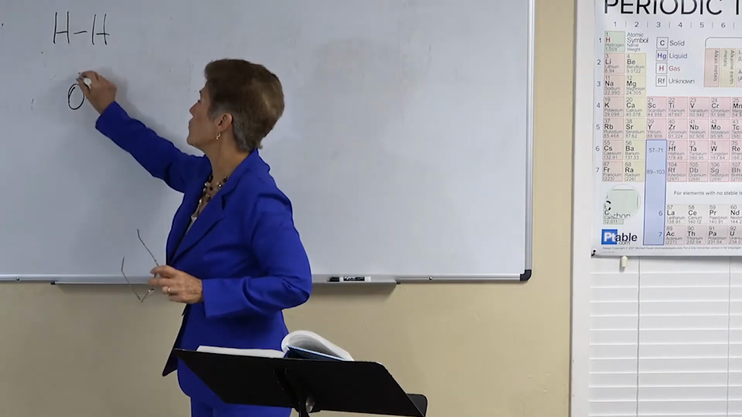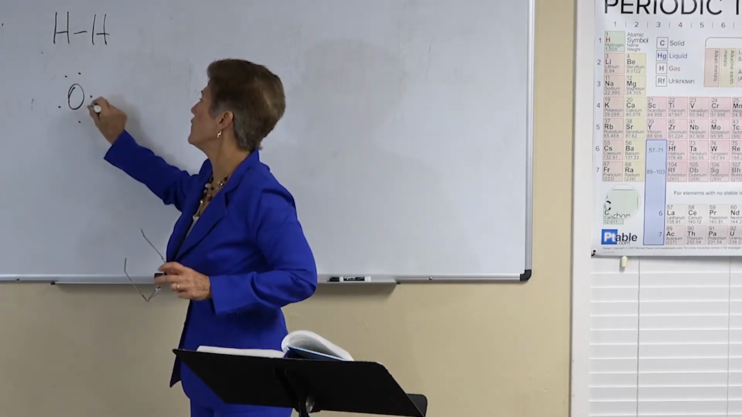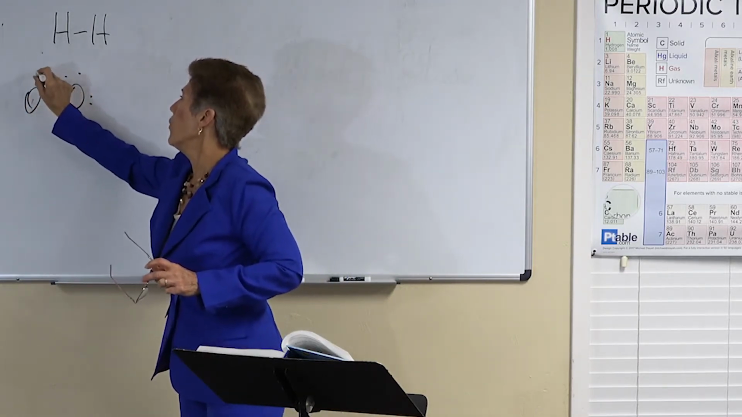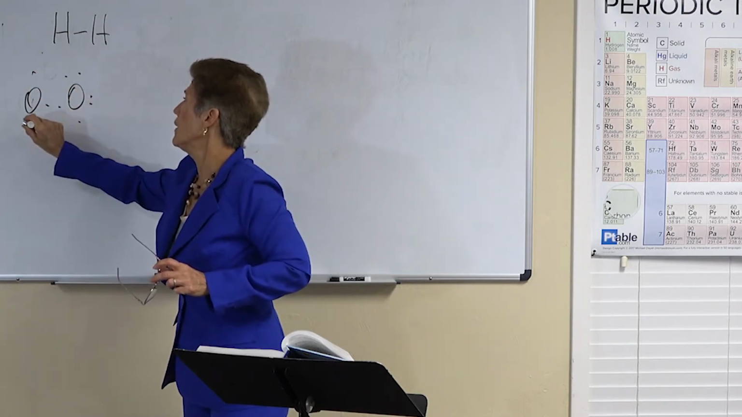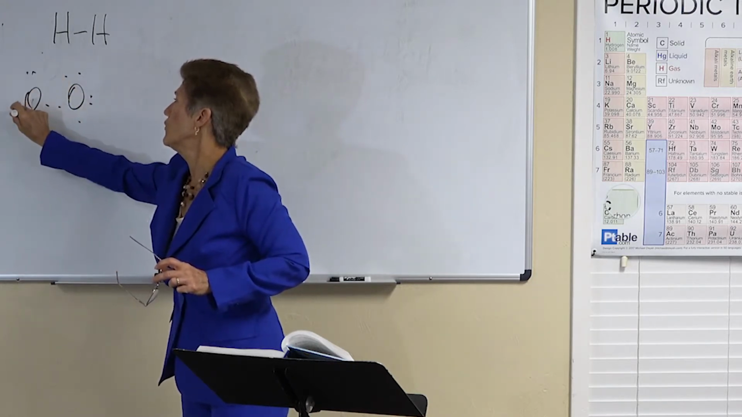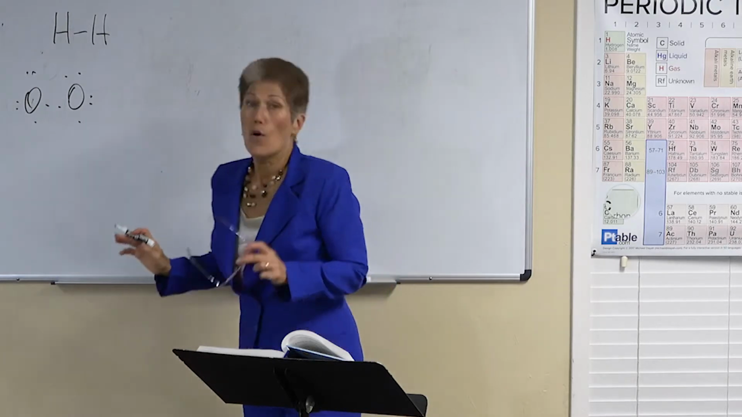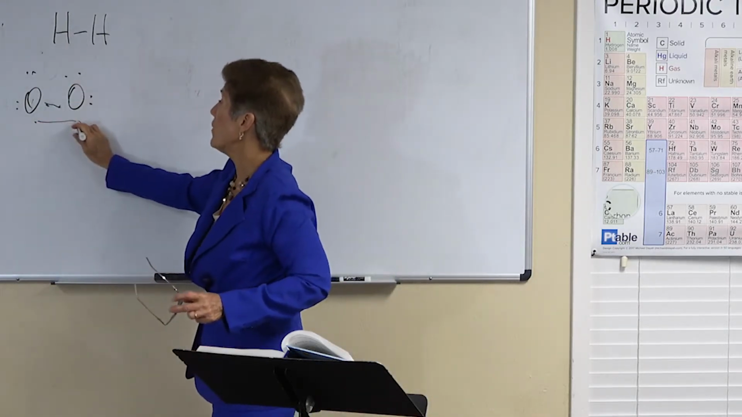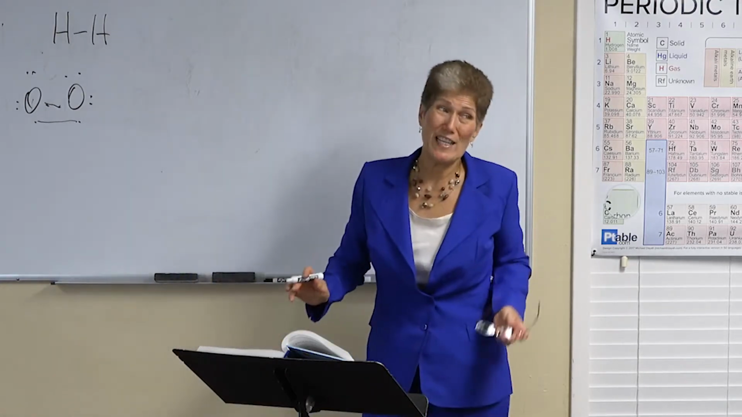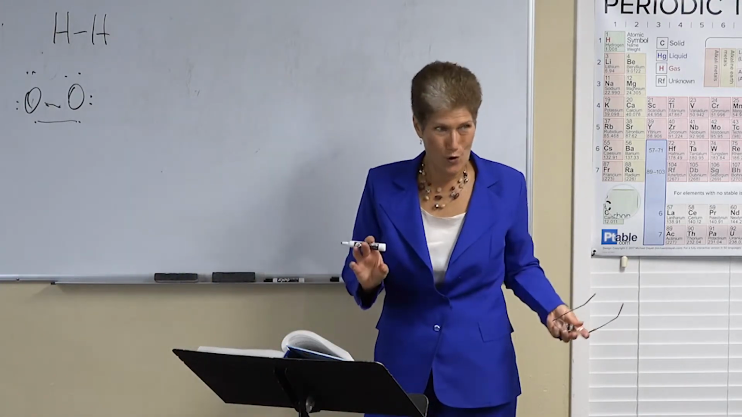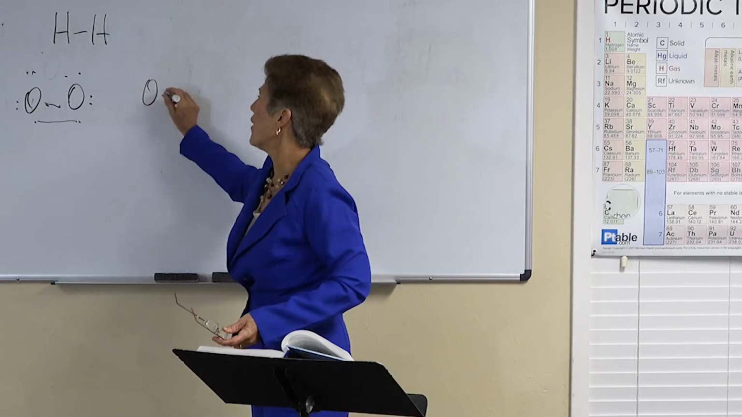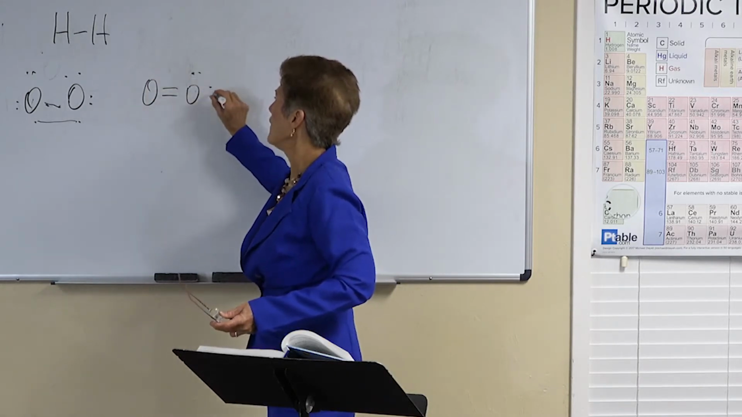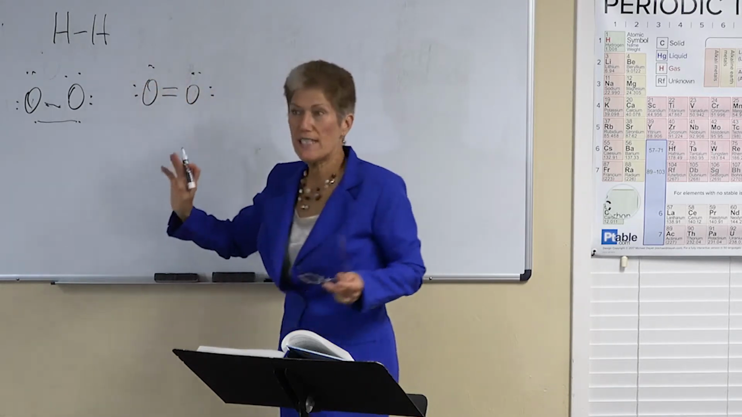Oxygen, remember, has 6. 1, 2, 3, 4, 5, 6. So I'm going to put the other one over here. 1, 2, 3, 4, 5, 6. Okay, now we know we can bind these two together, and we can actually bind these two together, can't we? That one's fairly easy. We're not shifting whole pairs over, are we? And so we've got this, and now once you do it, count them.